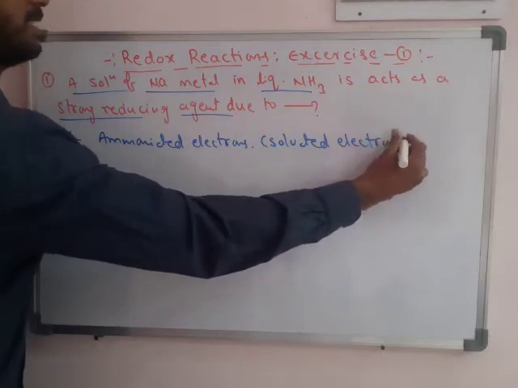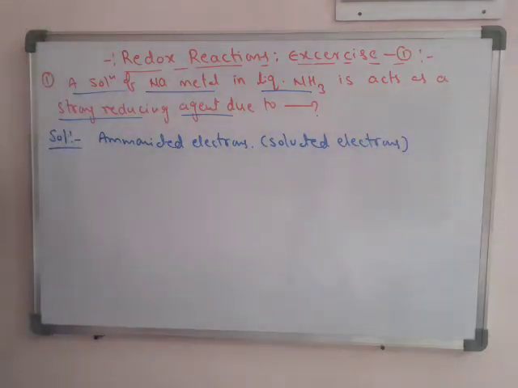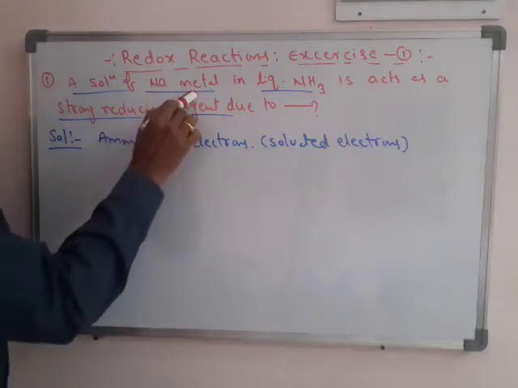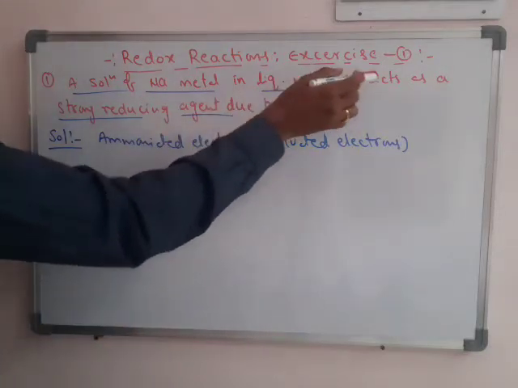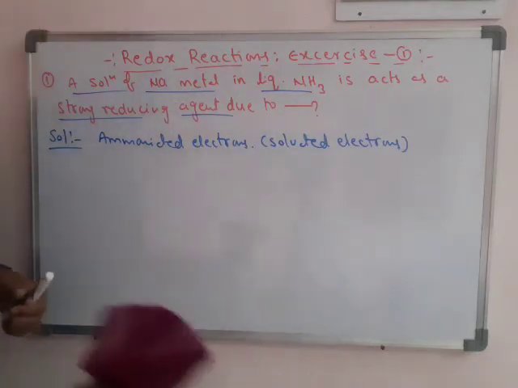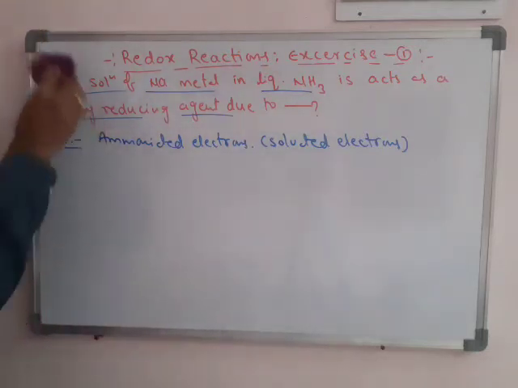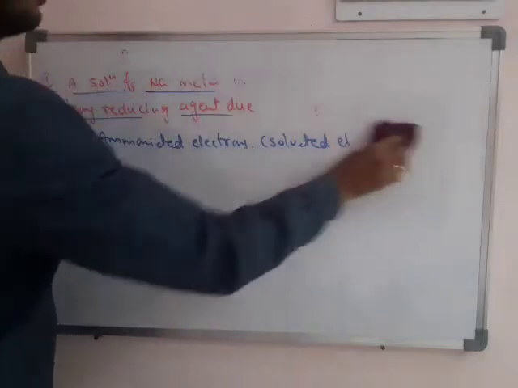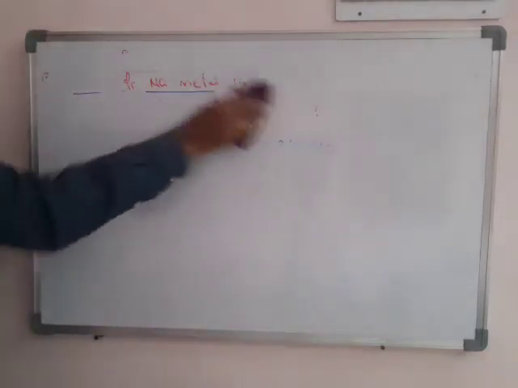So the simple reason is due to the solvated electrons, nothing but ammoniated electrons, the sodium metal solution in liquid ammonia acts as a strong reducing agent. Okay, so a very important point. Next, see the second question.